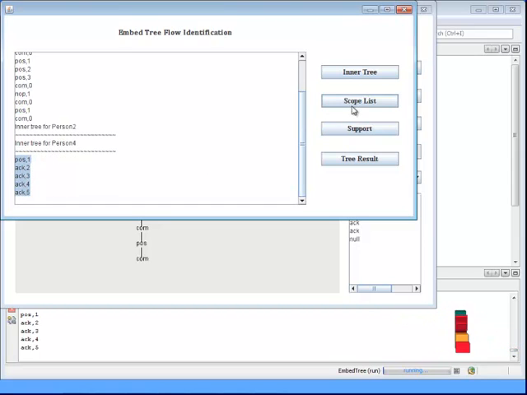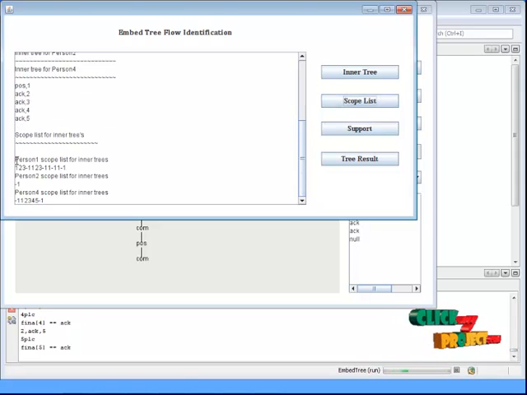After that, we have to calculate the scope list. The scope list is nothing but the person flow identification. This is our first subtree, and we insert -1, and this is our second tree, and insert -1. This is our third, insert -1, and this is our fourth, insert -1. Here there is no tree for person 2, that's why -1. Here this is the fourth person and insert -1. This is our scope list, calculated by a formula using the one placed in the paper.